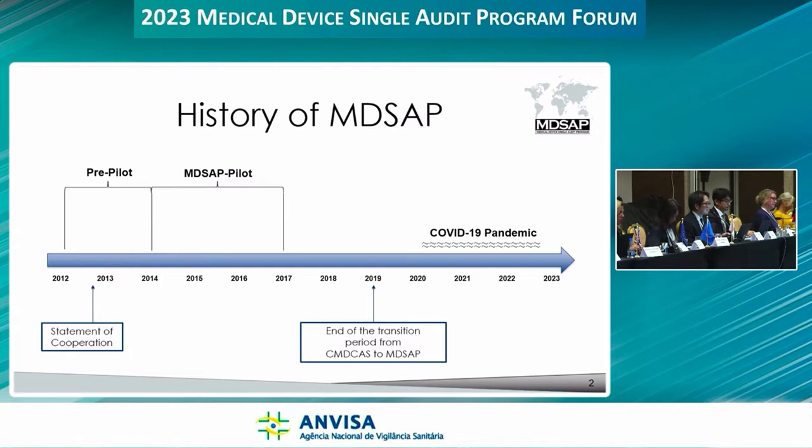The big milestone for us was Canada's transition from CMDCAS to MDSAP. It was January 2019. The number of participating manufacturers went up to nearly 5,000 at the end of the year. So the program entered the actual implementation phase during this period.